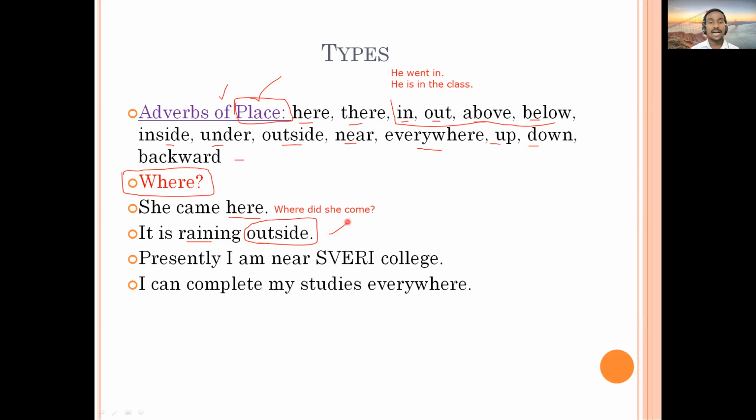Next is, presently I am near Sweri College. Which is adverb of place? Near. Yes, in this sentence it is near. We have studied in the last slide that presently is adverb of time, and near is adverb of place. Next, I can complete my studies everywhere. Everywhere. Yes, the word everywhere is adverb of place. Okay, so that is all about adverb of place.